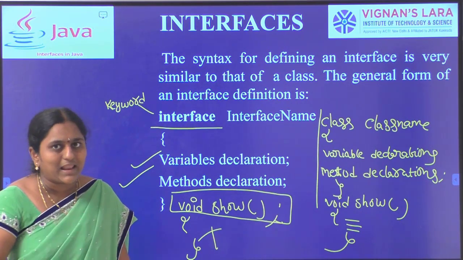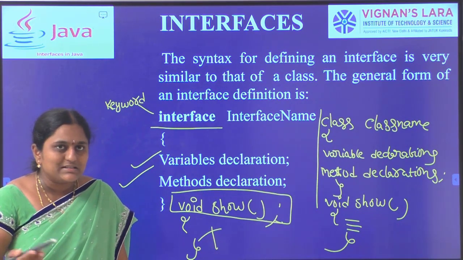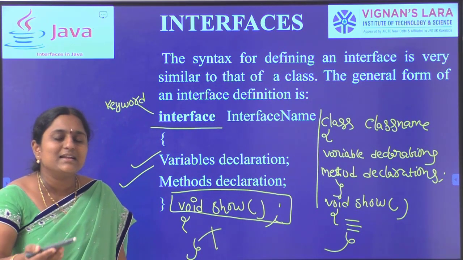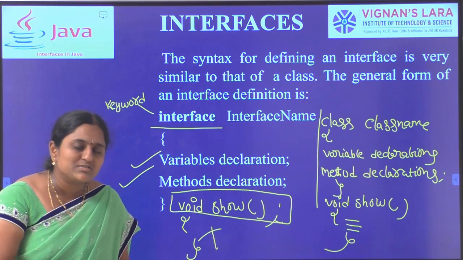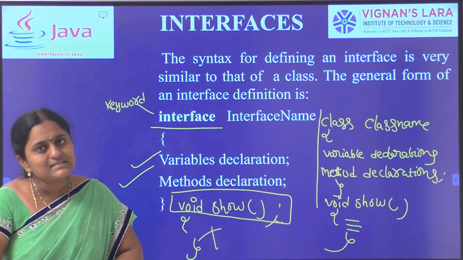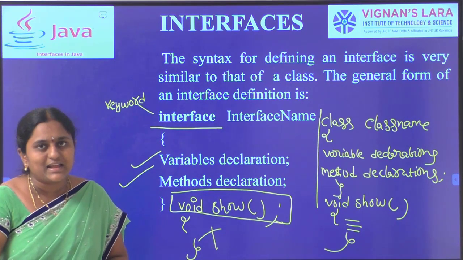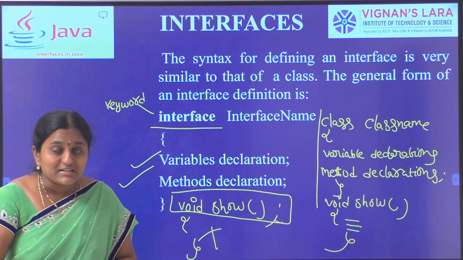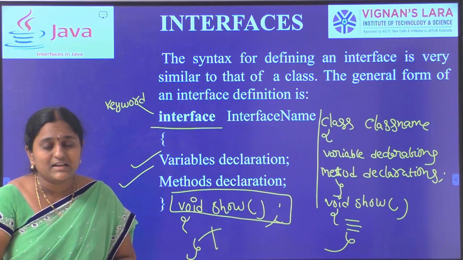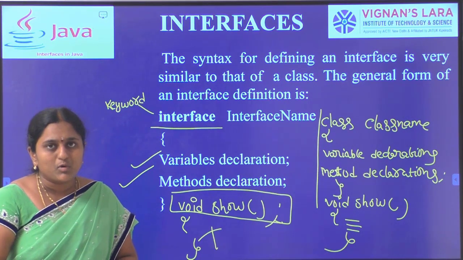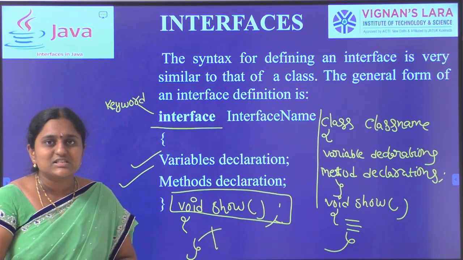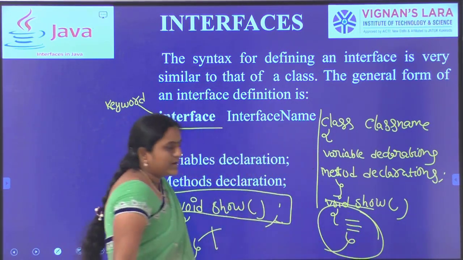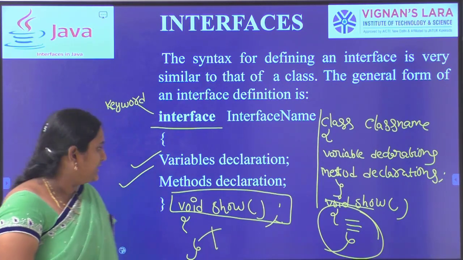Interface is similar to a class. What is a class? A class is a structure representing data and its related functions. Data means variables, and functions or methods, both are the same. An interface is also similar to a class, but it contains only method declarations without any body. Interfaces are fully unimplemented structures, but a class is a fully implemented structure. A class contains method declarations with the body. That is the difference between class and interface.